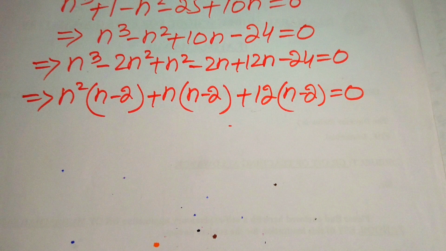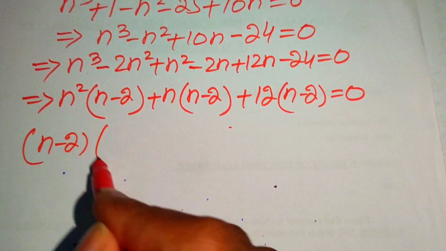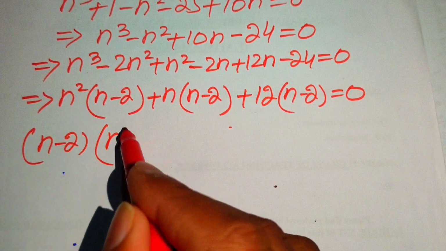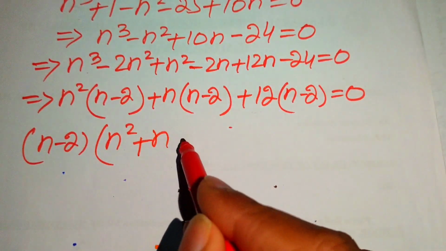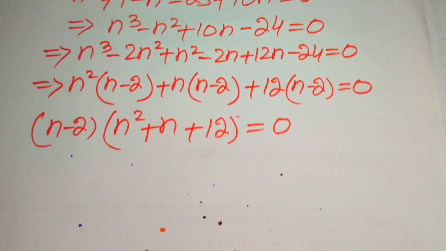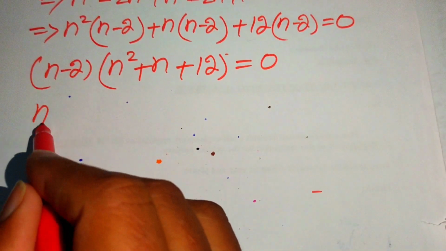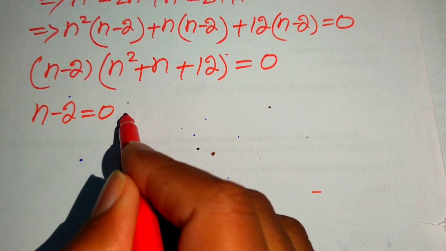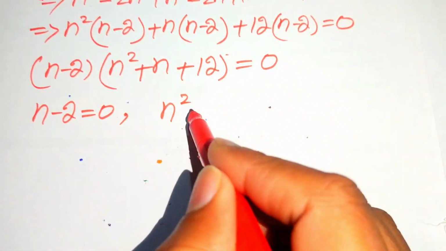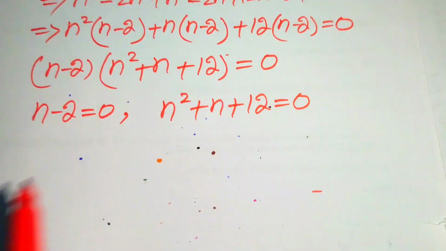Here you see that n minus 2 is the common factor in each term. So we take n minus 2 common and we get n squared plus n plus 12 equals 0. Now here we have two cases. The first case is n minus 2 equals 0, and the second case is n squared plus n plus 12 equals 0.